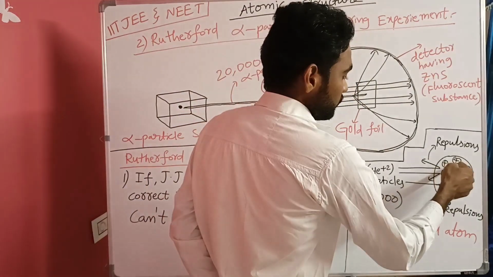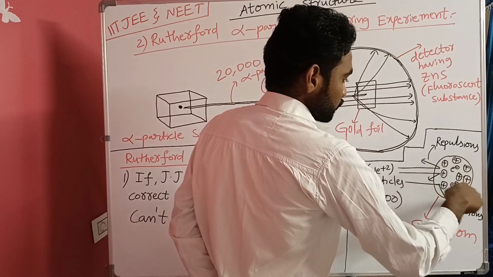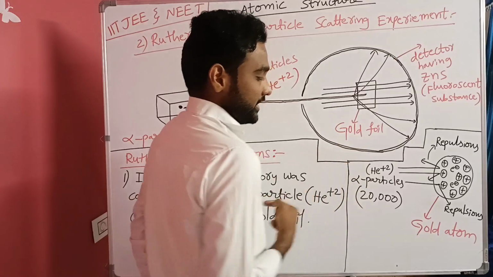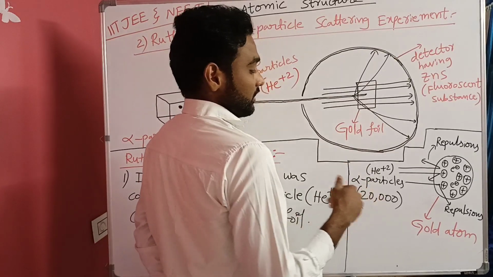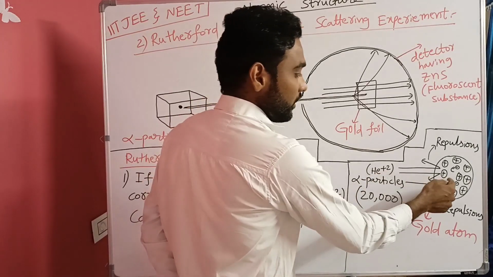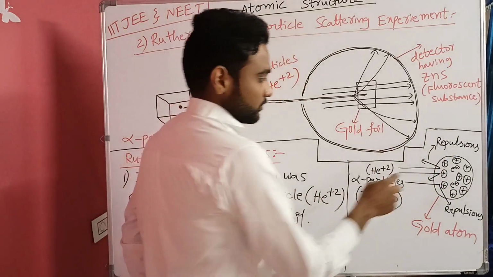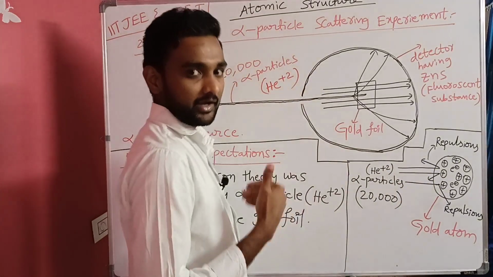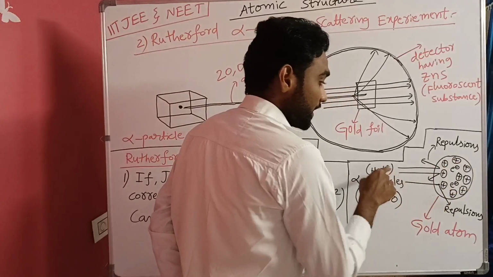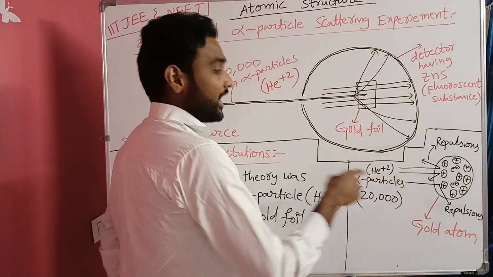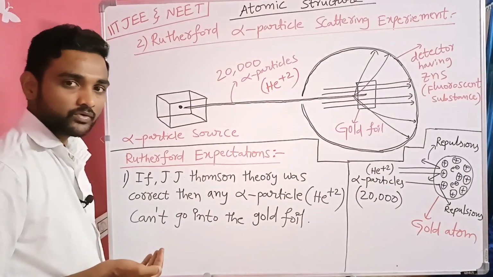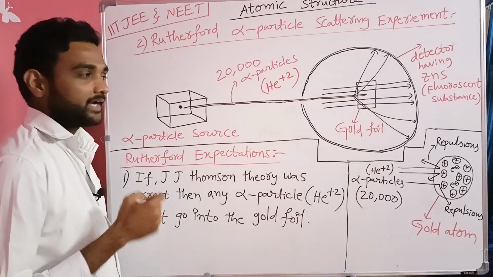Then according to J J Thomson, so many positive charges are there inside the atom. Then what is happening here? Alpha particles also carry positive charge, and the gold atom also has positive charge. Positive repulsion can occur, so no alpha particle can penetrate the gold atom. This is the expectation of Rutherford.